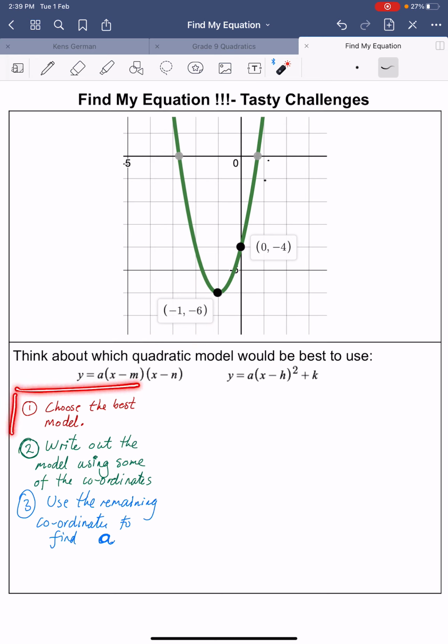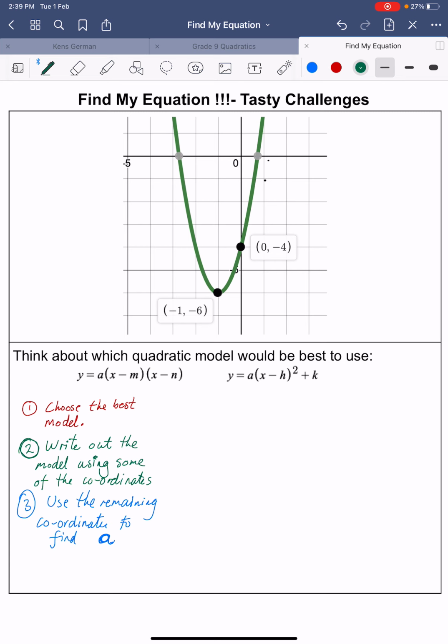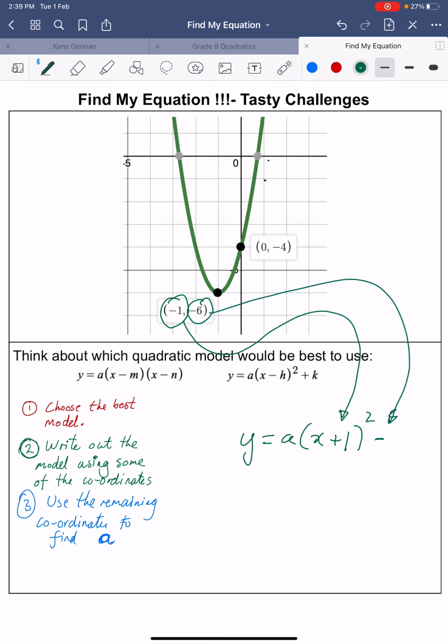So one is choose the best model. Well, clearly the vertex model is the best one. Two, write out the model using some of the coordinates. Well, let's just write down that particular model now. I'll put it in green. So y equals a, let me just x here squared, and that's all I'm going to do, because what we're going to do is grab this first number and put it in here, but we're going to do a sign change, +1, and we're going to take the second number and put it here and leave it exactly as it is.